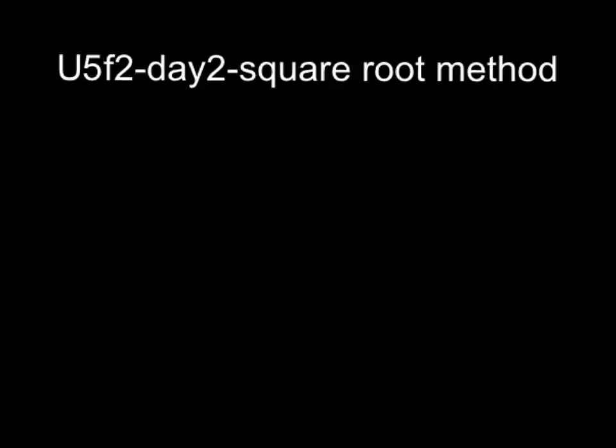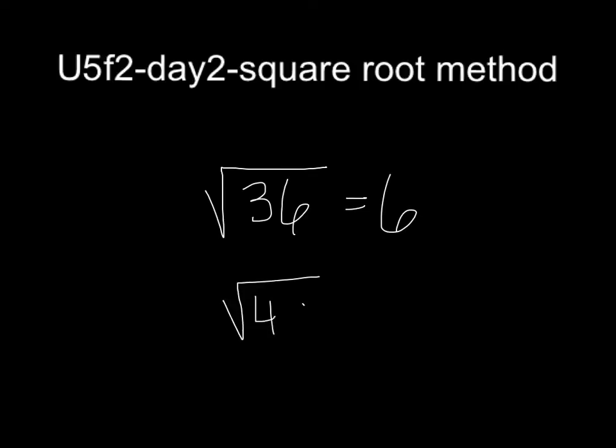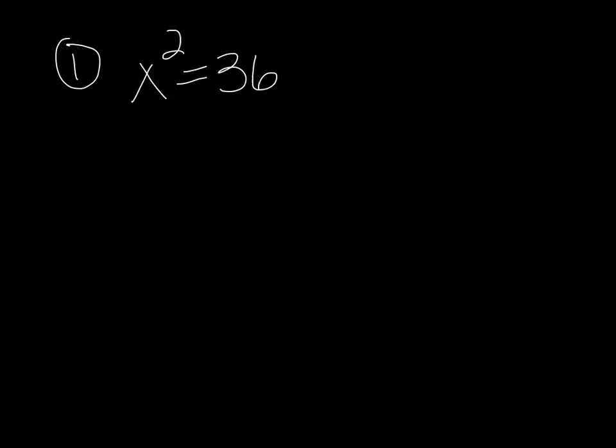So just a reminder on your square root, that's a square root. For example, the square root of 36 is 6. So what times itself equals 36? The square root of 49 is 7. Okay, so here's the square root method.